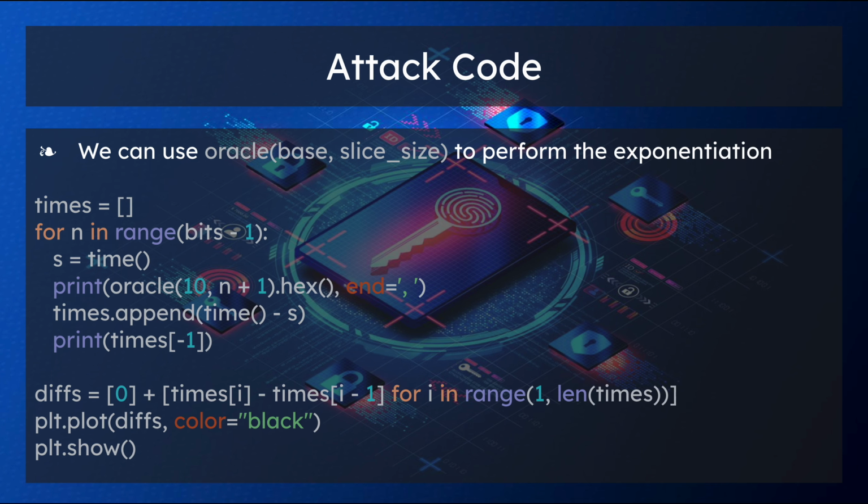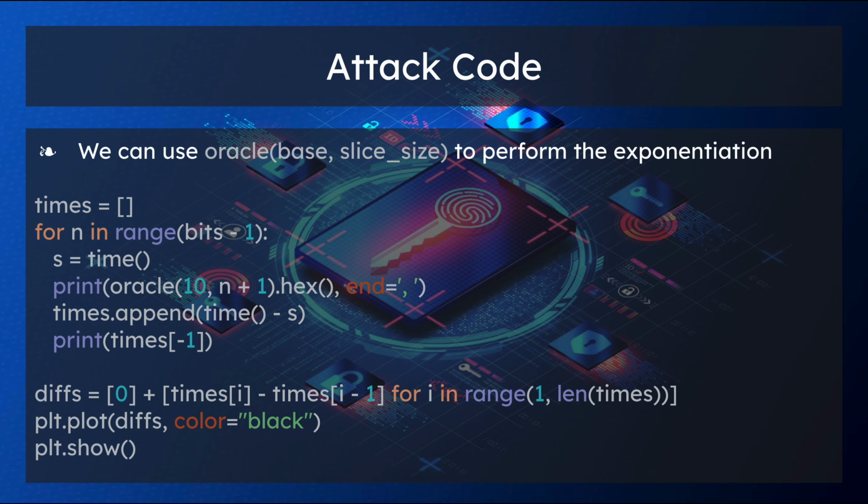So again, to simplify, because the tool isn't hosted anymore, that CTF was a few weeks ago, we're just using this function called oracle, where we put in the base and the size of the slice of the exponent that we're using. Part of our attack code here would just be iterating from the smallest possible slice size to the largest, and we're taking account of how much time each of those took. And then we're basically counting the differences from one to the previous time.